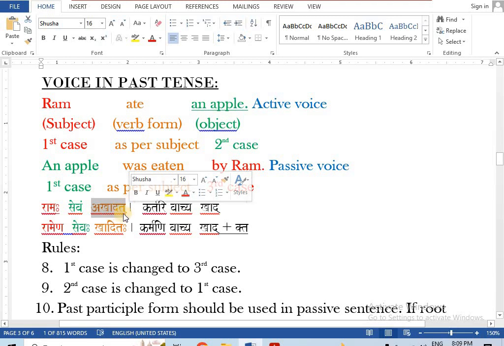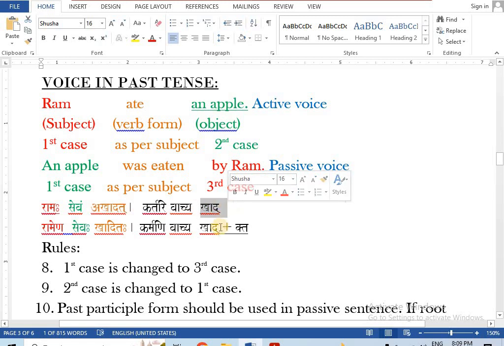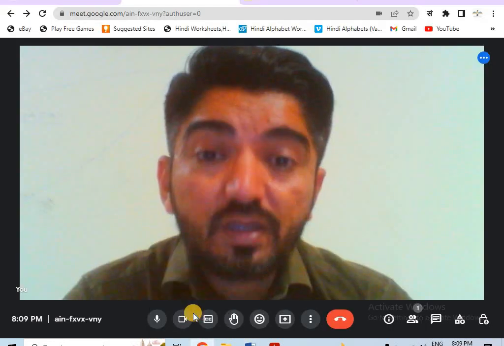Akhadat is the verb form and that is past tense as per the subject, pratham purush ekvachan, but while you convert to passive, you must be aware of the root verb again, khad. But here you don't need to add yate, yate, yante kind of suffix. Here you need to add one suffix, kta. What is this suffix? Kta.